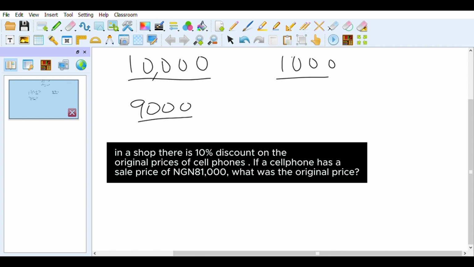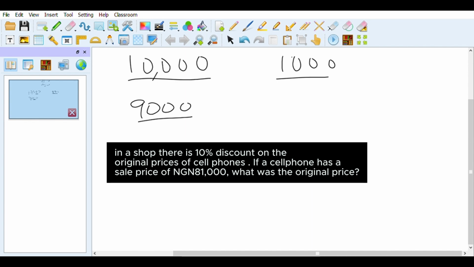If a cell phone has a sale price of 81,000, then what was the original price? Take a look at this question very well. The question is asking what was the original price. That's the price without a discount, which means that the 81,000 is the price after they have removed the discount. The discount is given in percent here, and it said there's a 10% discount.